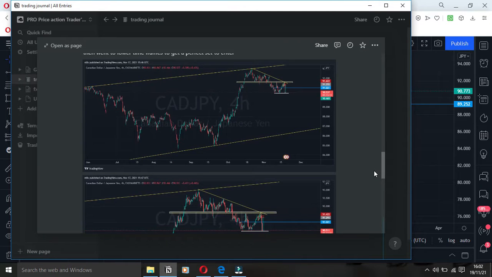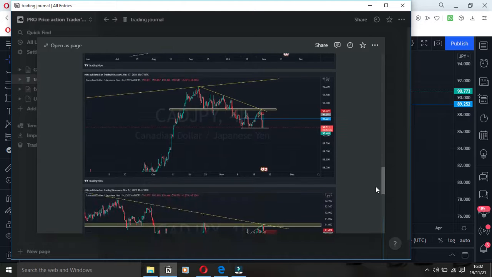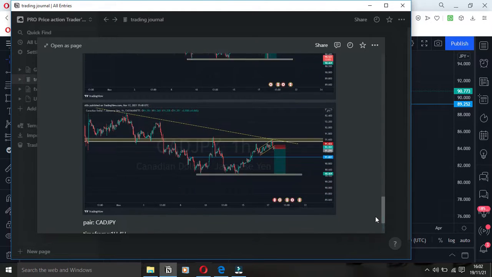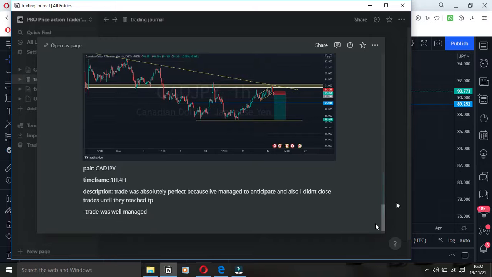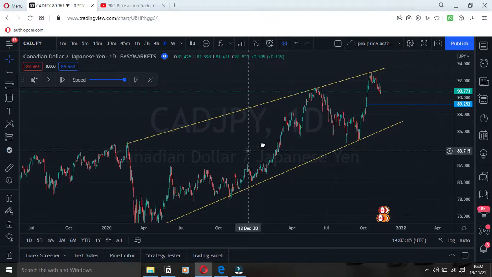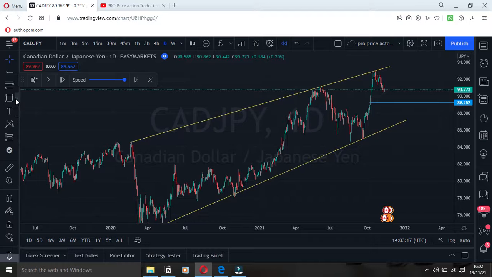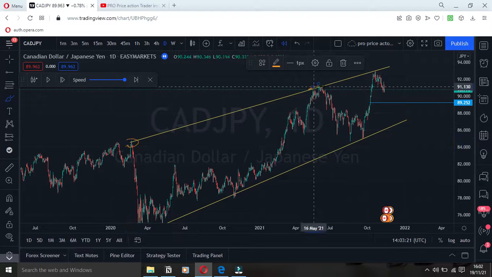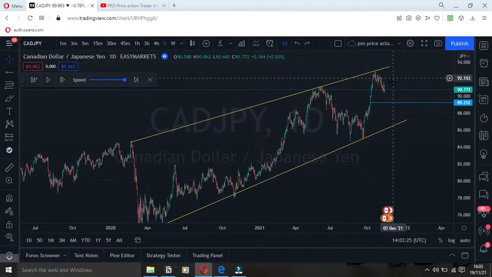Now let's move to TradingView. You can see this is the trade that I've taken, CADJPY. Let's see what is happening. This is a bigger time frame structure. We had our first touch over here, our second touch over here, and our third touch over here. So now we're anticipating our trading entry around this area. Let's move to the H4 time frame.